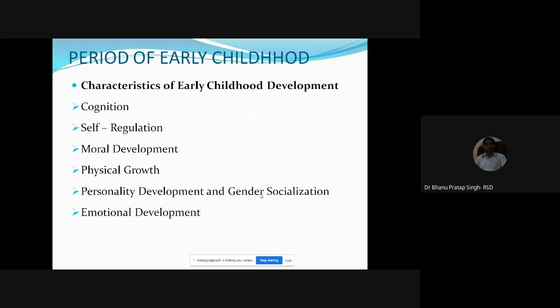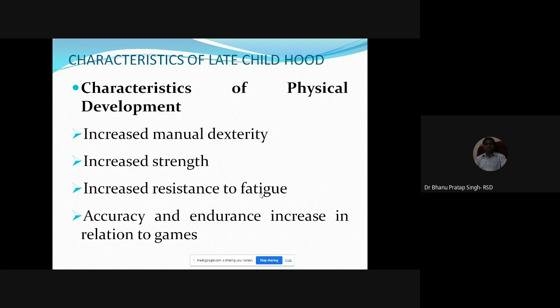And next is emotional development. And what are these terms? We are aware about, I think, all these terms. We should go first because time is a little less. First, we should take the characteristics of physical development.